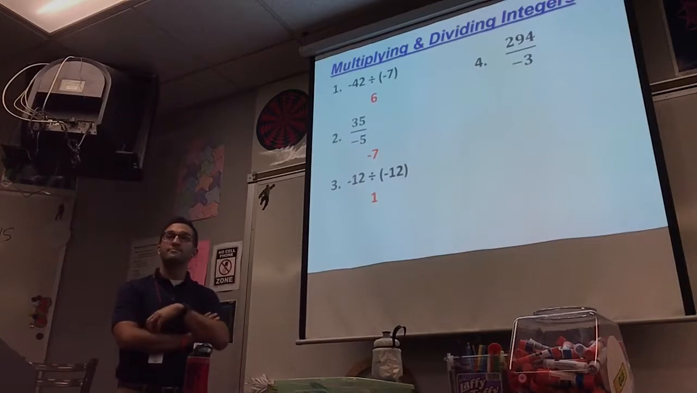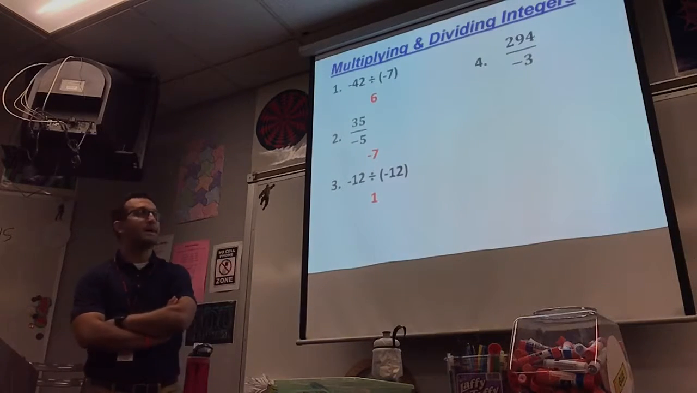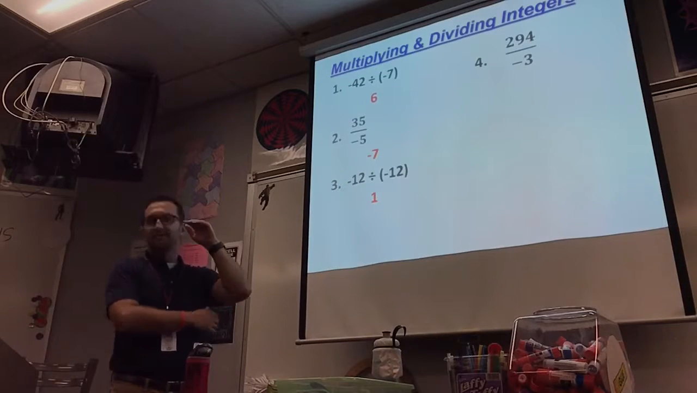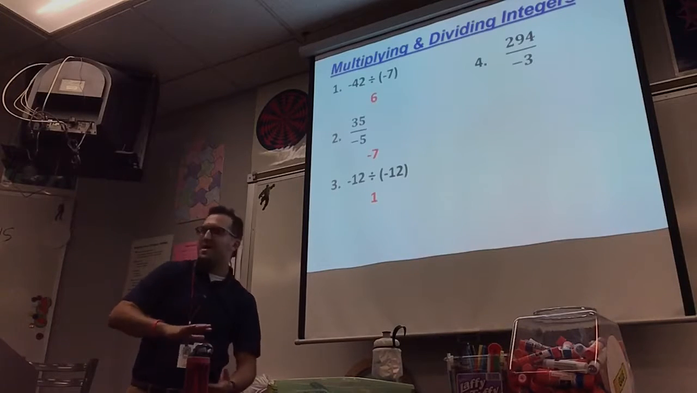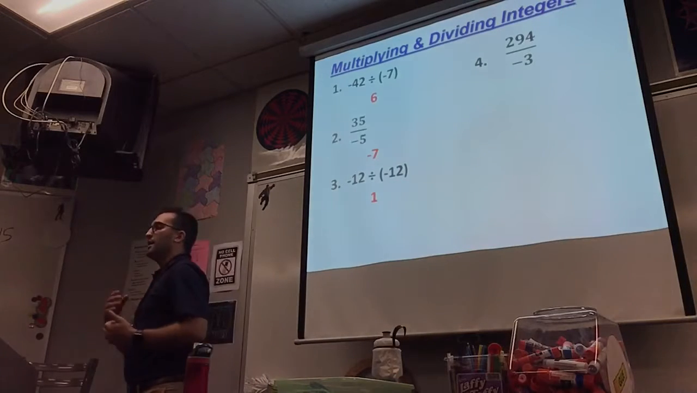First off, we know what the sign of our answer is going to be. Why? Max, why do we know the sign of our answer? Because same sign positive, different sign negative. Outstanding. Because these are different signs, the answer is negative. So how can we do this in our head?